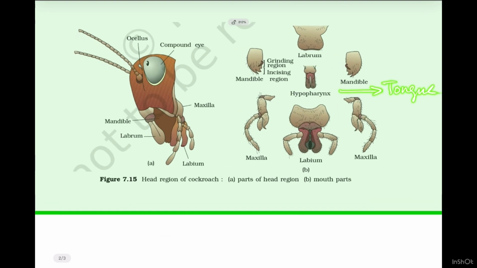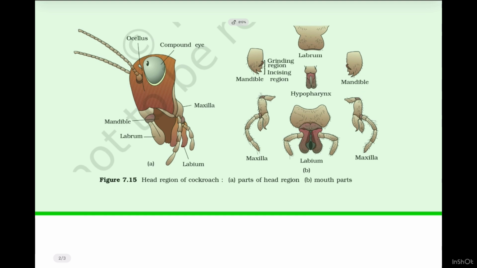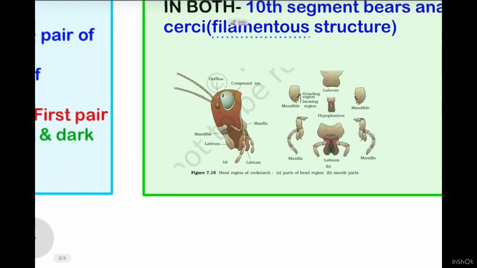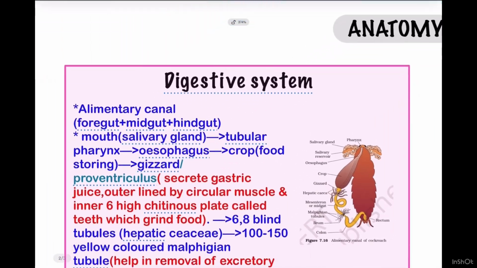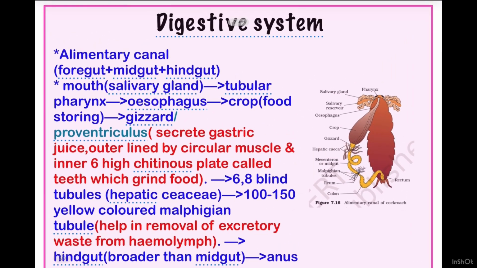Hope you got it. Next, this is also a diagram-based question: this is a maxilla, this is a mandible, labrum, labium, and compound eye have been mentioned. At the region of the compound eye, there is an ocellus. The ocellus is a light-sensitive organ, but it cannot capture an image. And now next we go with the digestive system of this cockroach.